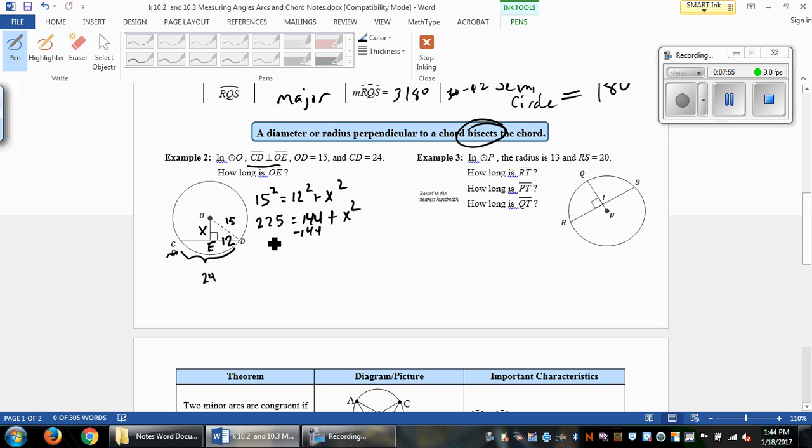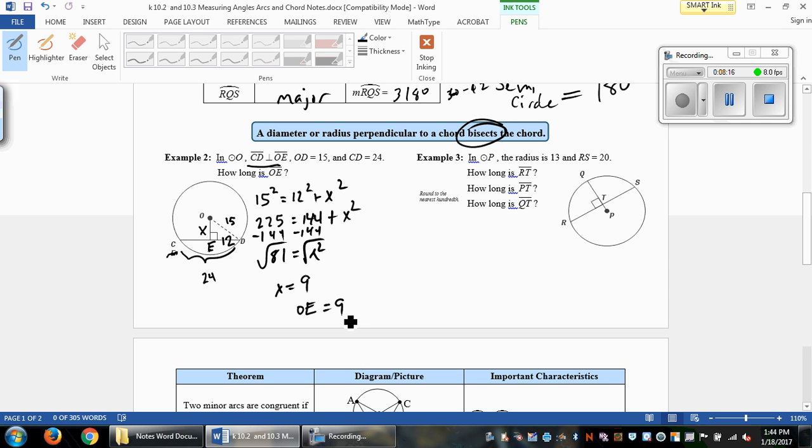Subtract 144. And we have 81 equals X squared. The square root will take care of that. So we have X is equal to 9, not plus or minus 9 because we can't have a negative distance. So that means that OE is equal to 9.